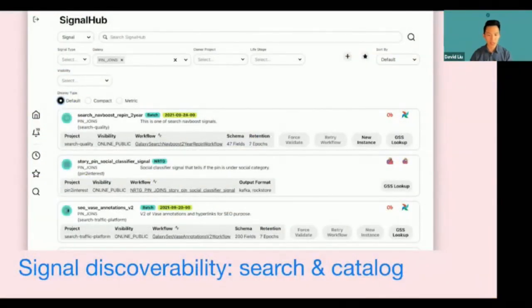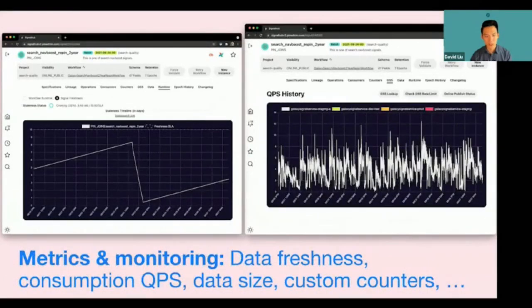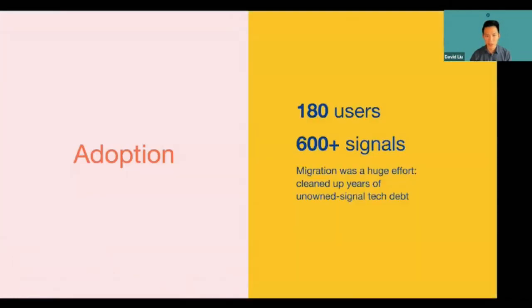It's a searchable catalog that keeps track of ownership information and signal status. You can explore the lineage graph and get a list of consumers of your data. You can view metrics like the freshness, QPS, and data quality indicators and plot them over time to investigate issues. There's a number of other functions. And today, over 600 signals are available in Signal platform.